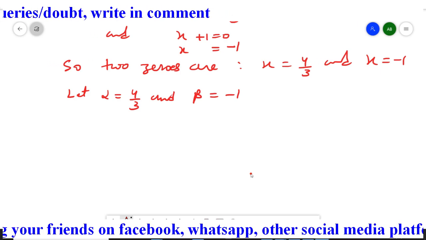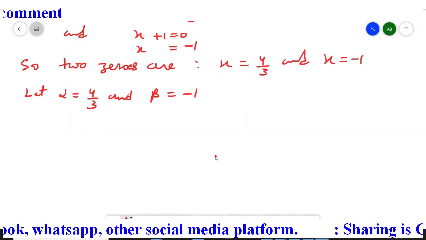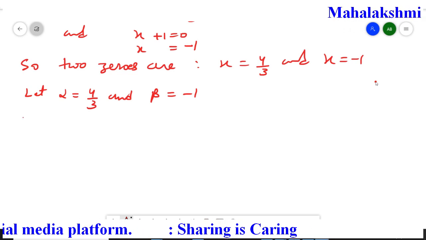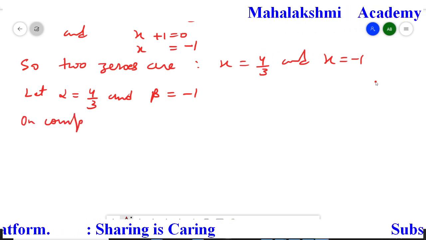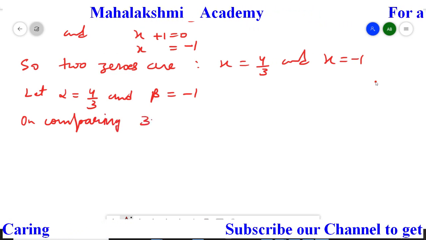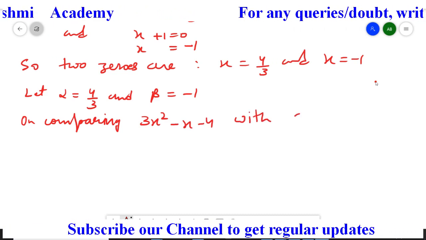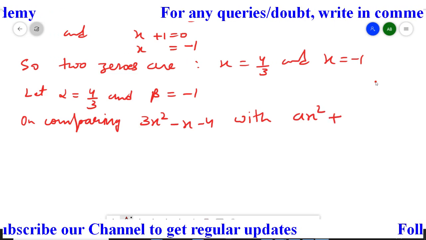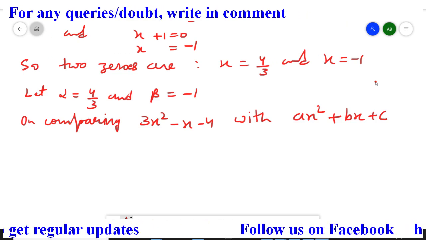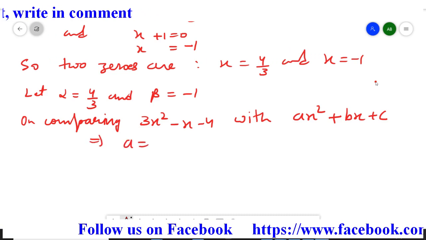So we have to compare the given polynomial with the standard form of quadratic polynomial, that is ax square plus bx plus c. So we write here, on comparing, given polynomial is 3x square minus x minus 4. So when we compare, x square coefficient is a, so here x square coefficient is 3, so we will obtain a is equal to 3.